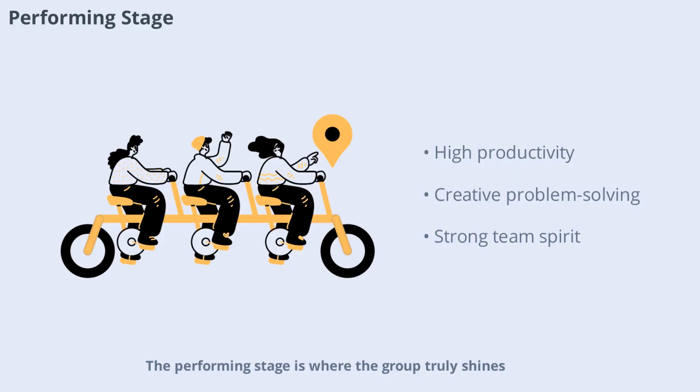Performing stage is where the group truly shines. Members are confident in their roles, communication is seamless, and the team works efficiently towards its objectives. Challenges are met with creative solutions, and everyone feels a sense of accomplishment. Leaders can focus on supporting the team and removing obstacles rather than micromanaging. This stage is often the most productive and rewarding for everyone involved. Eventually, the group will reach the adjourning stage, where it's time to reflect and celebrate.